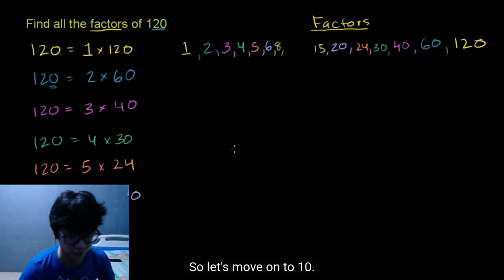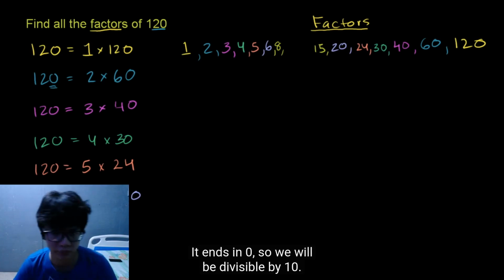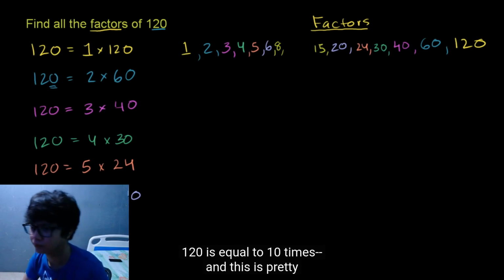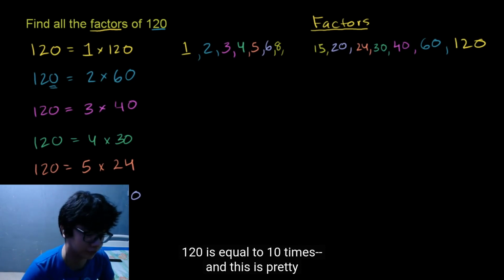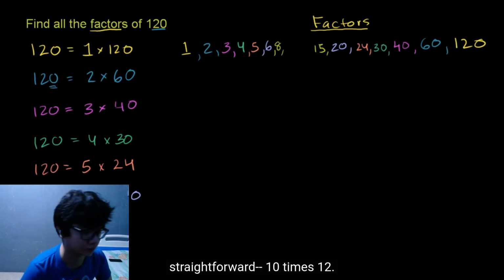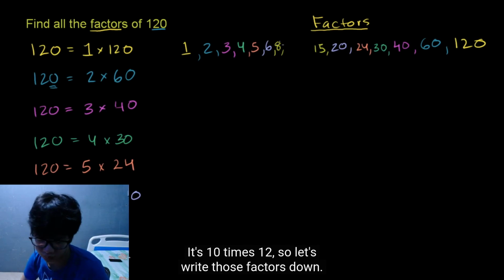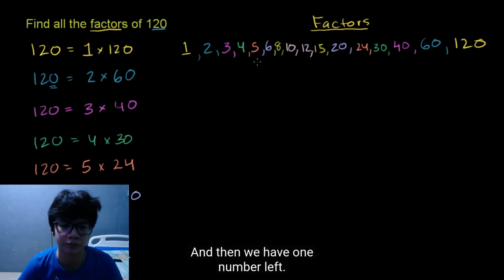So let's move on to 10. Well, this is pretty straightforward. It ends in 0, so we will be divisible by 10. 120 is equal to 10 times 12. This is exactly what 120 is. So let's write those factors down: 10 and 12. And then we have one number left.